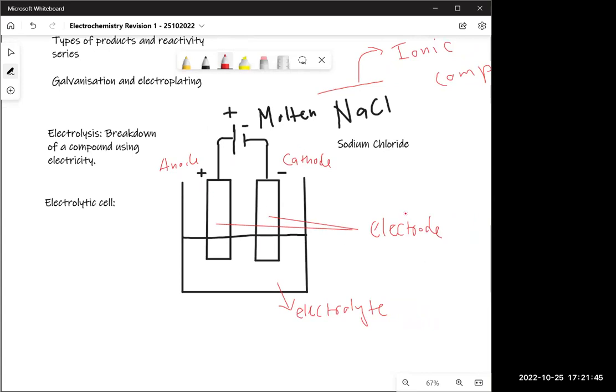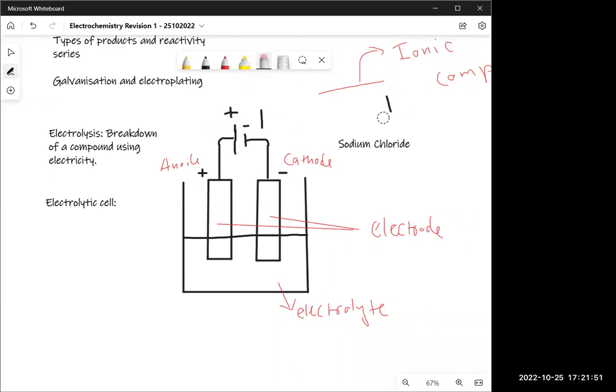Now we have these electrodes: positive is anode, negative is cathode. Fine, we know all of that. This right here is the power supply.